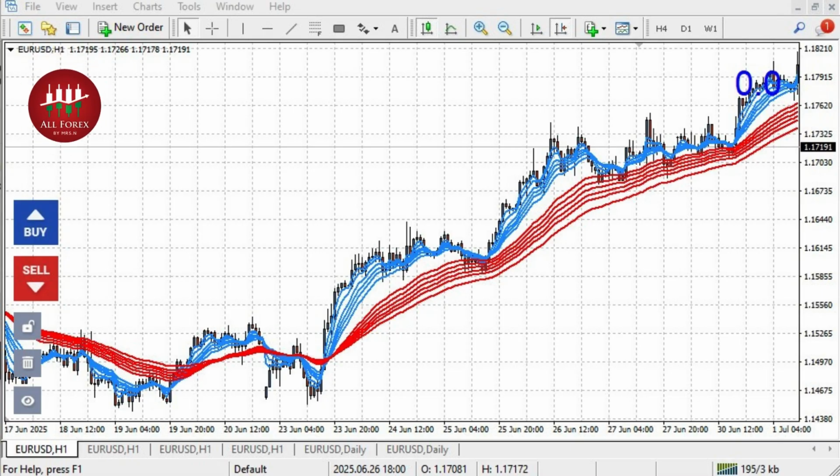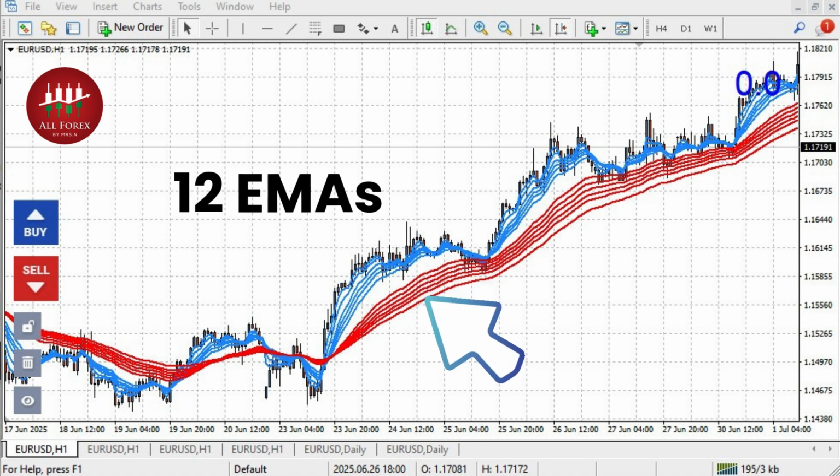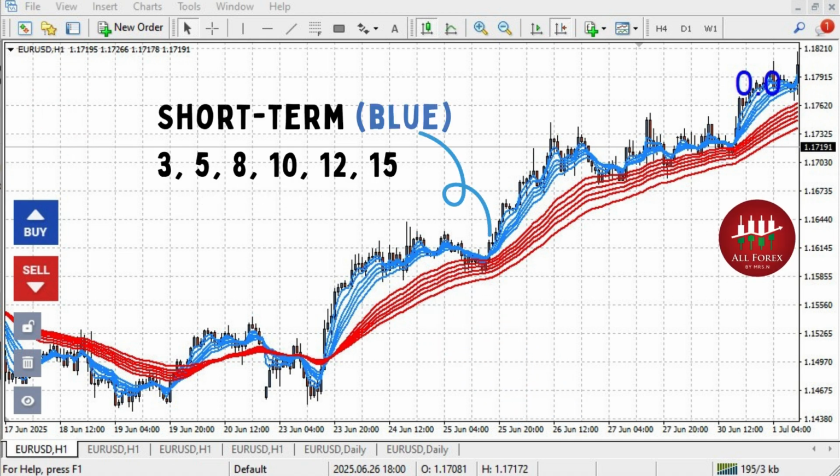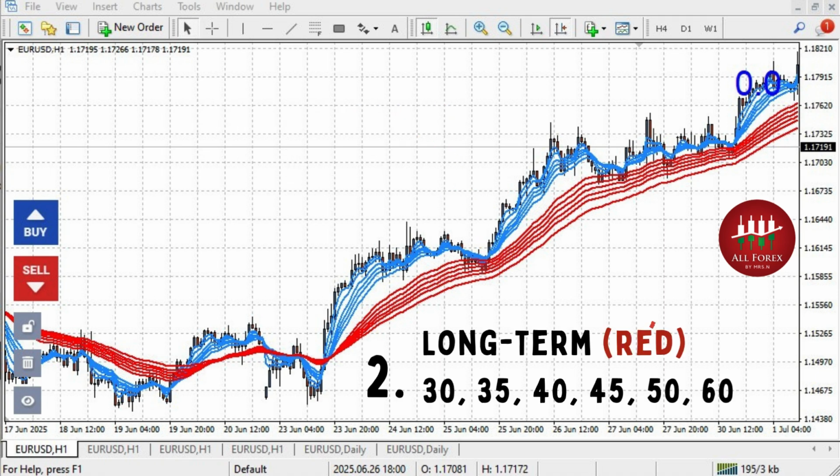What is the Guppy GMMA? The Guppy GMMA, introduced by Daryl in trend trading, uses 12 EMAs, split into two groups. 1. Short-term, blue, made out of 3, 5, 8, 10, 12, 15. And 2. Long-term, red, made out of 30, 35, 40, 45, 50, 60.